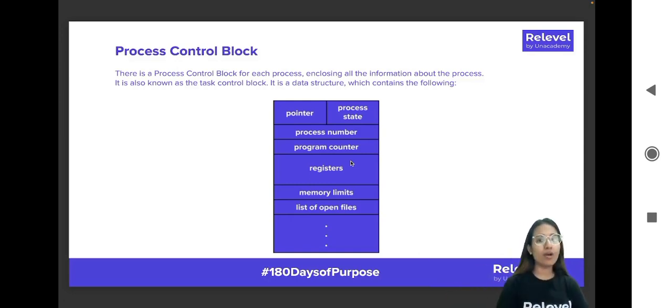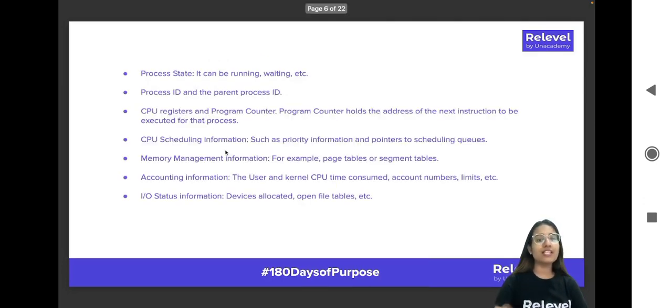And what are all the components it has? A pointer, process state. Inside a process control block you store the process number, the program counter, registers information, memory limits, list of open files, and some more components as well. But the ones we mentioned here are the most important. So let's quickly take a look at what exactly all of these components are inside a process control block.